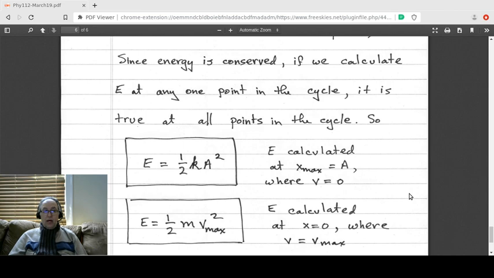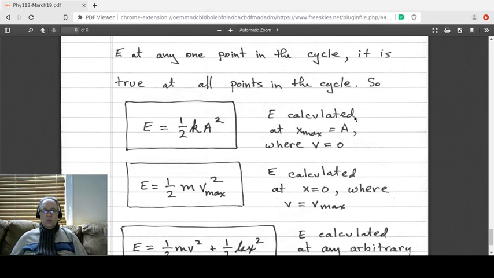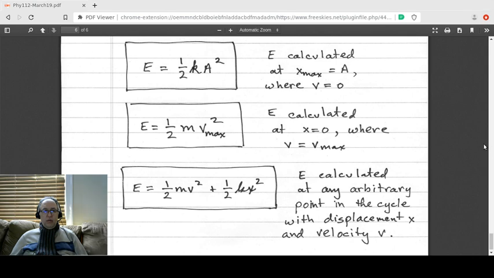Okay, so there's two possibilities. And the third is, well, what happens if I give you enough information, but it's at some other point? It's information, but not at the end point or at the middle. Then you can use the general equation, which is basically that the total energy is equal to 1/2 mv squared plus 1/2 kx squared. And you'd want to use this equation when you want to calculate the energy at any arbitrary point in the cycle.